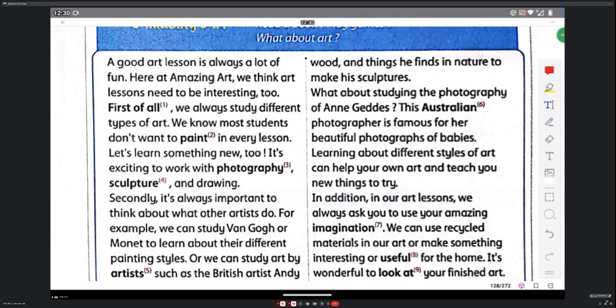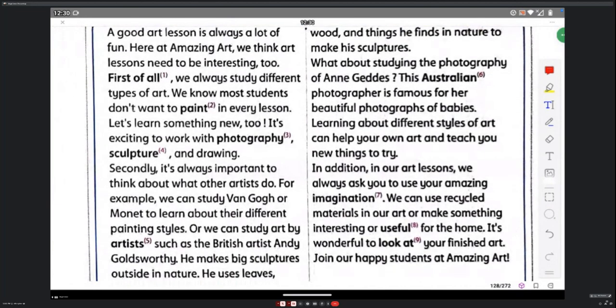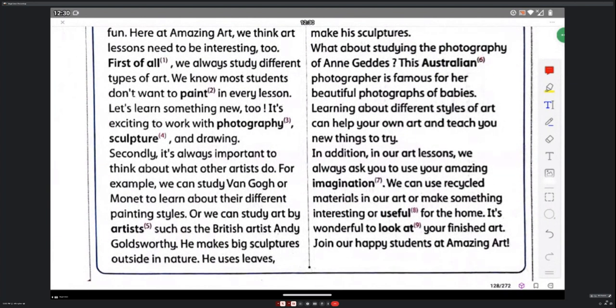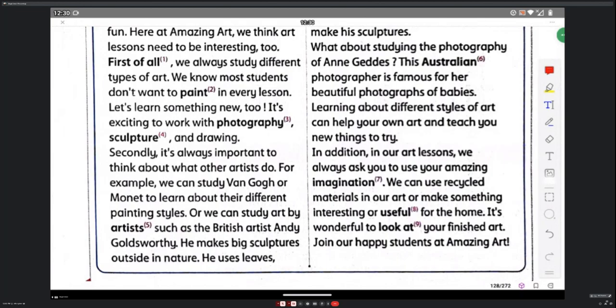First of all, a good art lesson is always a lot of fun. Here at Amazing Art, we think art lessons need to be interesting too. First of all, we always study different types of art. Now, most students do not want to paint. In every lesson, let's learn something new too.